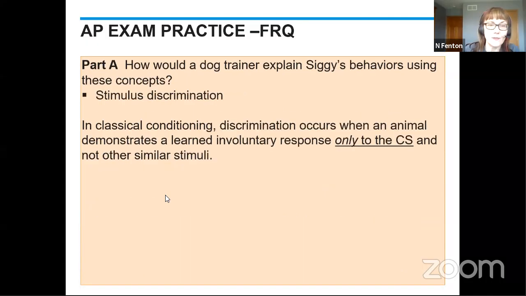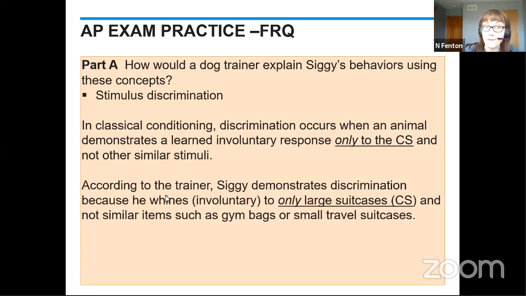Okay, next up, stimulus discrimination. In classical conditioning, this means the animal is going to demonstrate that learned involuntary response, that conditioned response, only to the conditioned stimulus and not any other similar stimuli. So with Siggy, the trainer might say, because remember you have to bring up the trainer and talk about Siggy, that Siggy demonstrates discrimination because he whines, that's the involuntary piece, to only large suitcases, the conditioned stimulus, and not similar items, right? So not gym bags or travel suitcases.